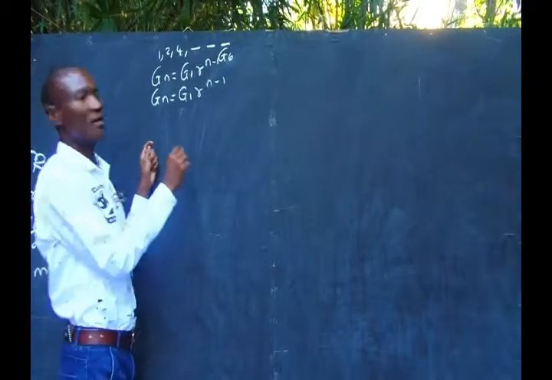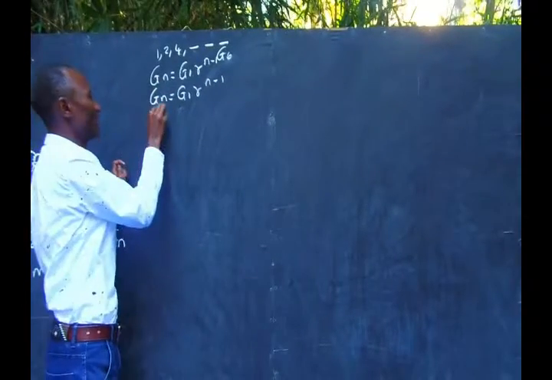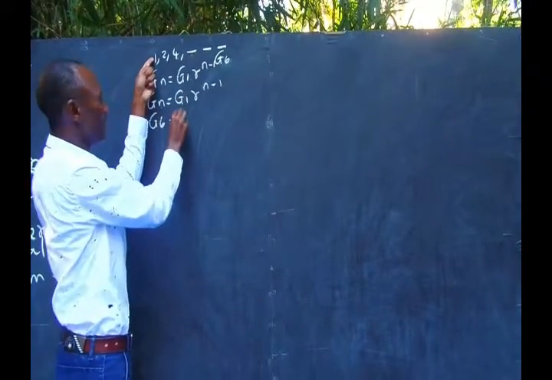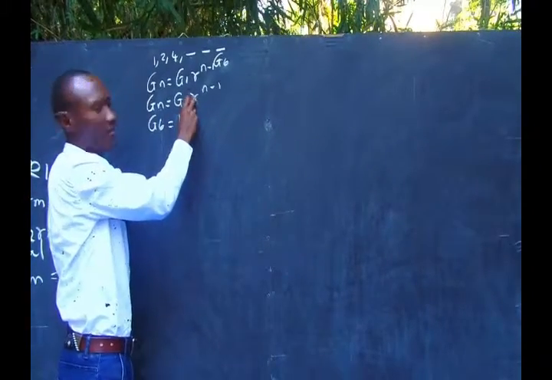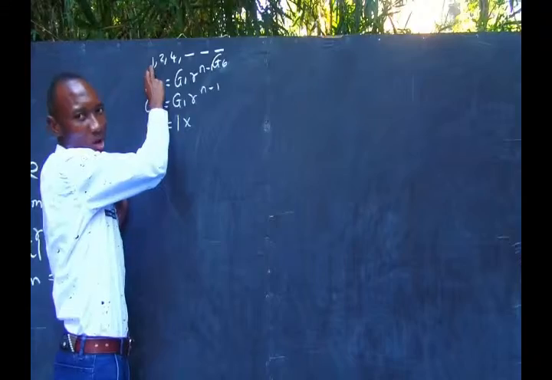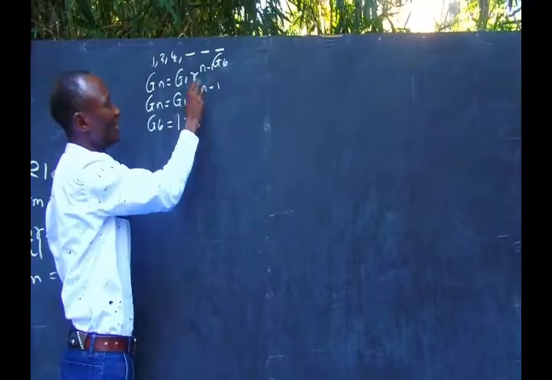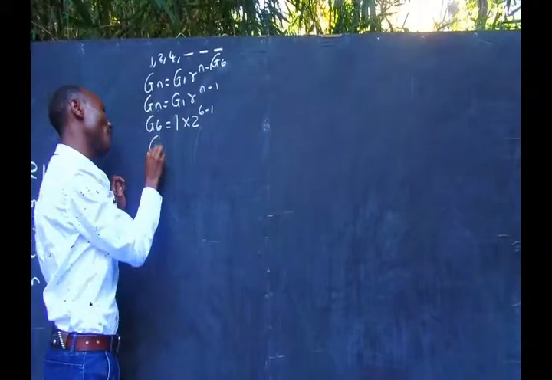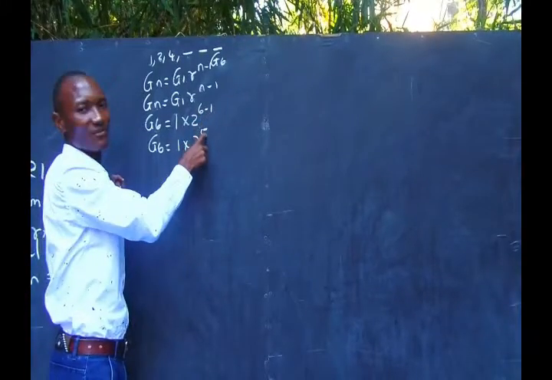My friend, because we are finding G6, now here we write 6, so it will be G6. The sixth term of geometric progression is equal to G1, which is 1, times R. What is the R? This one divided by this one. 2 divided by 1 is 2. 4 divided by 2 is 2. So R will be 2. Power n. What is n? N is 6, so here we write 6 minus 1. So G6 is equal to 1 times 2 power 5, because 6 minus 1 is 5.